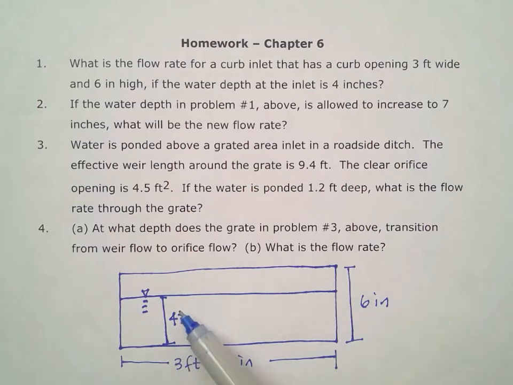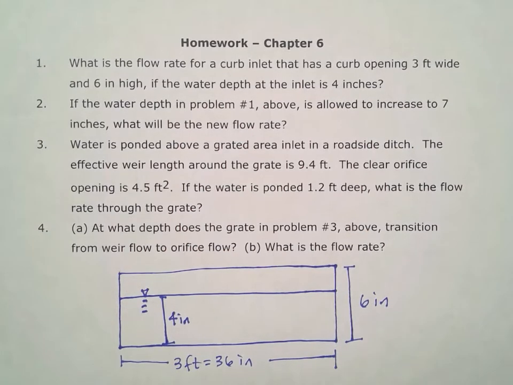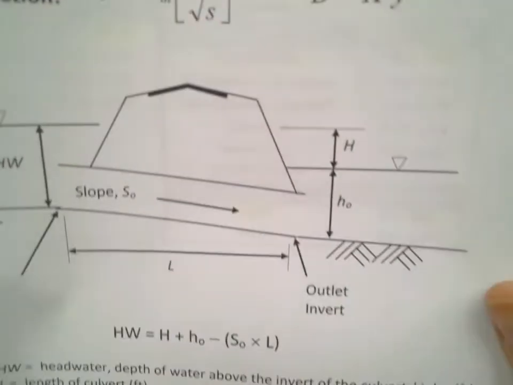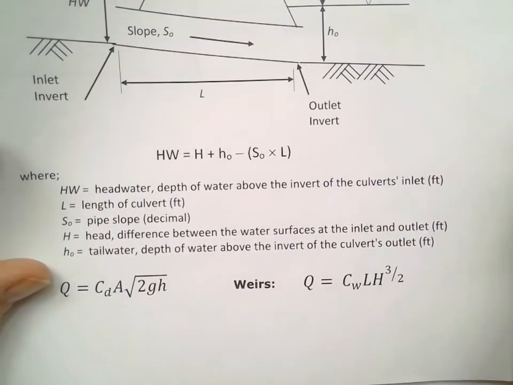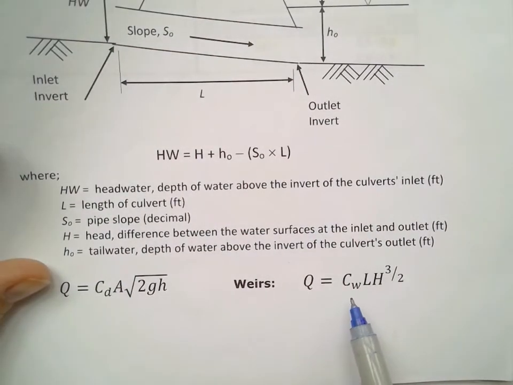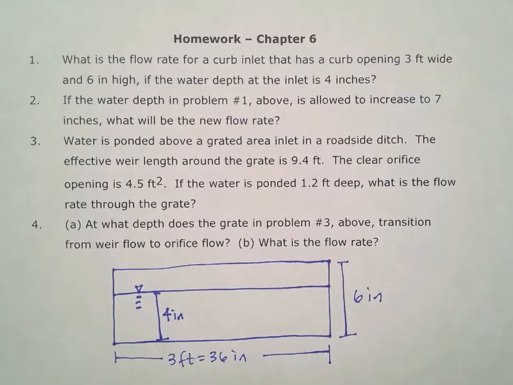Now, since our water is not above our opening, we're going to assume that this is going to behave like a weir. So we know we're going to be able to use our weir equation for flow rate here at the bottom of page two. It's got our Q equal to that coefficient of the weir times the length of the weir times the height of the weir to the 3/2. So write that down first.